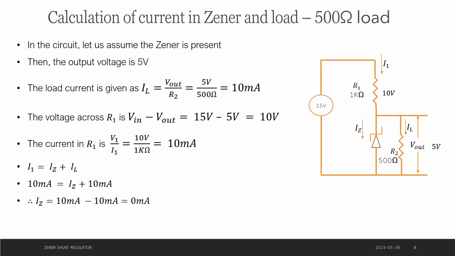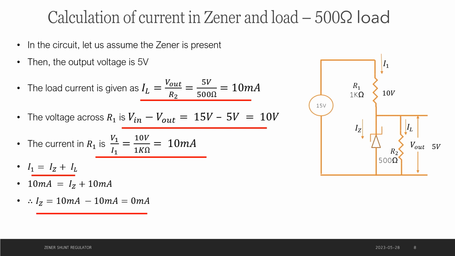Let us now calculate the current in the circuit. Output voltage is 5 volts. Hence, the load current can be calculated as V out by R2, that is equal to 10 milliamps. Now the voltage across R1 is given as Vin minus Vout, that is equal to 10 volt. Then the current flowing through R1 will be V1 by R1, that is equal to 10 milliamps. Since the current I1 is split into IZ and IL, we can calculate IZ. IZ is given as 10 milliamps minus 10 milliamps, that is equal to 0 milliamps.